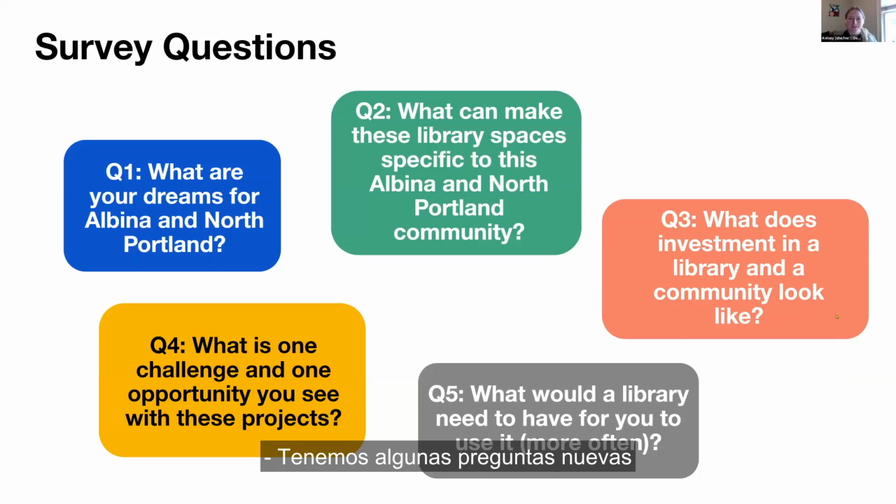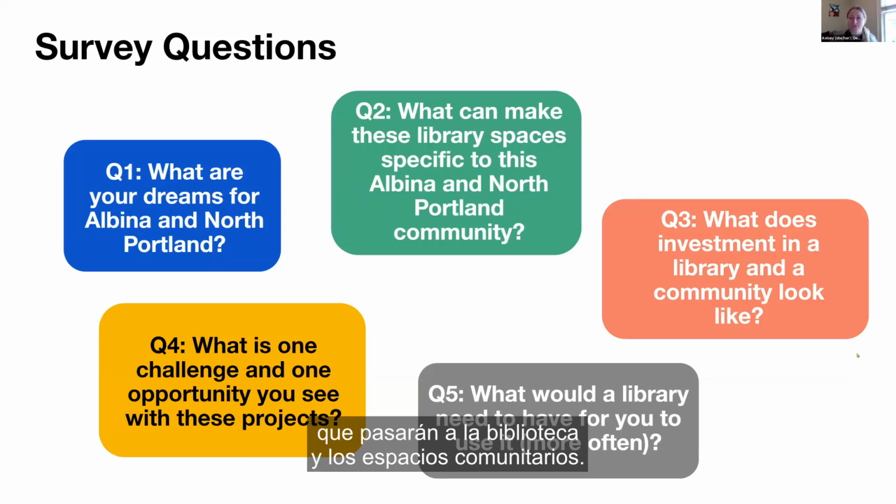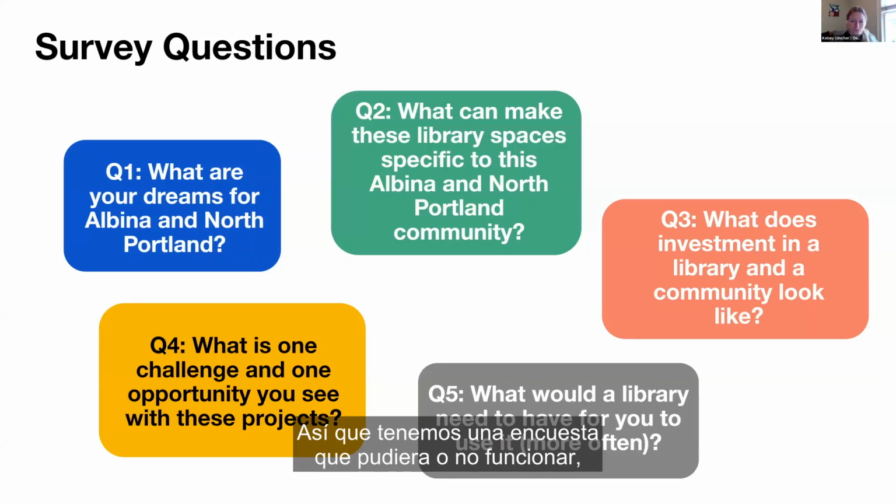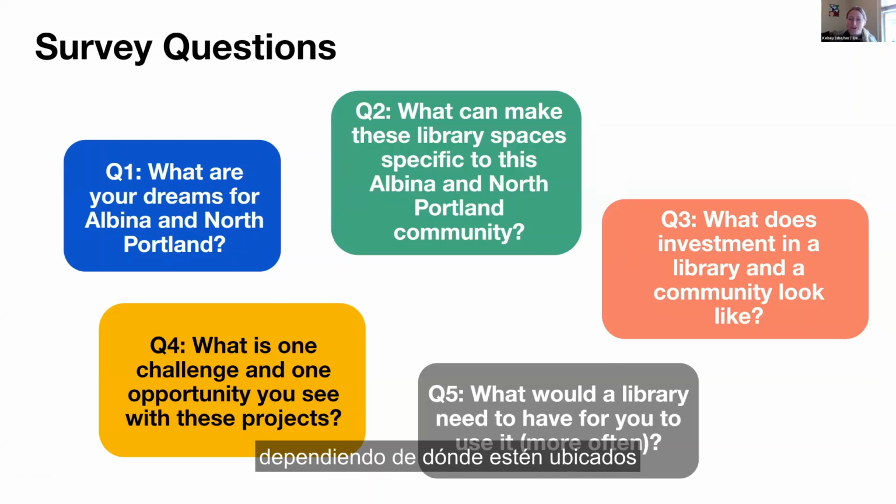So we have some new questions for you at this meeting that will then go into the library and community spaces. But through the lens of your own identities, we'd love for you to think of some answers to these questions. So we have a poll that may or may not work, but we'd also love for you to just drop your answers in the chat, or we can have some conversations about them. The first question being, what are your dreams for Albina and North Portland? And you're welcome to focus on one or the other, depending on where you're located or what your experience is.